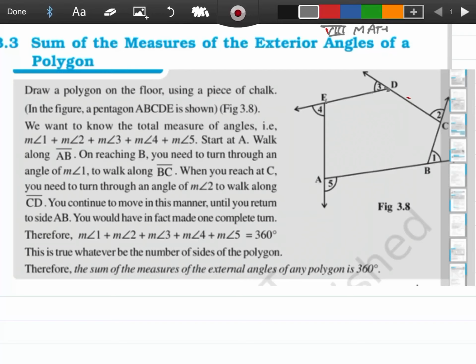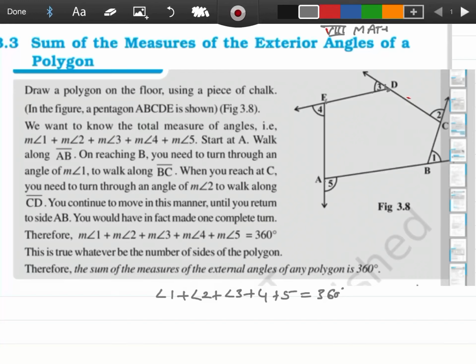So we can say angle 1 plus 2 plus 3 plus 4 plus 5 is equal to 360 degrees. I hope you have understood. To return to the side AB, you will take a complete round, or make a 360 degree angle.